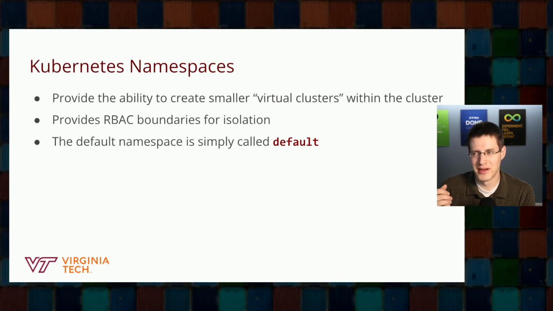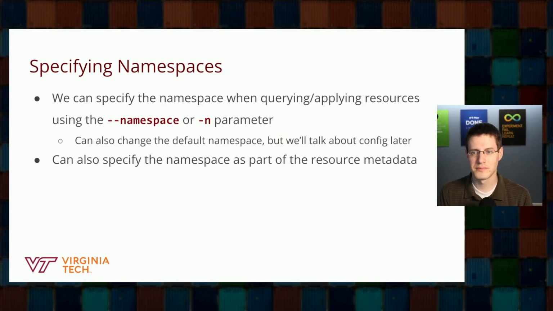So if somebody decides I'm going to define a service name app, well, you don't have to worry about anybody else using that name if everybody's using different namespaces. So again, namespaces allow you to kind of isolate resources from each other. And the default namespace is simply just called default.